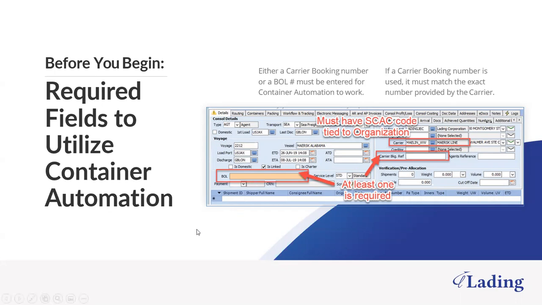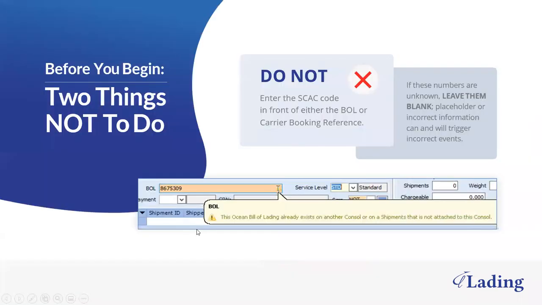Now, a couple things not to do with container tracking. Don't guess. I've seen people on the bill of lading, if they don't know what it is, put TBD or coming soon or something like that. Don't do that. When in doubt, leave it out. Don't put in false information in there.